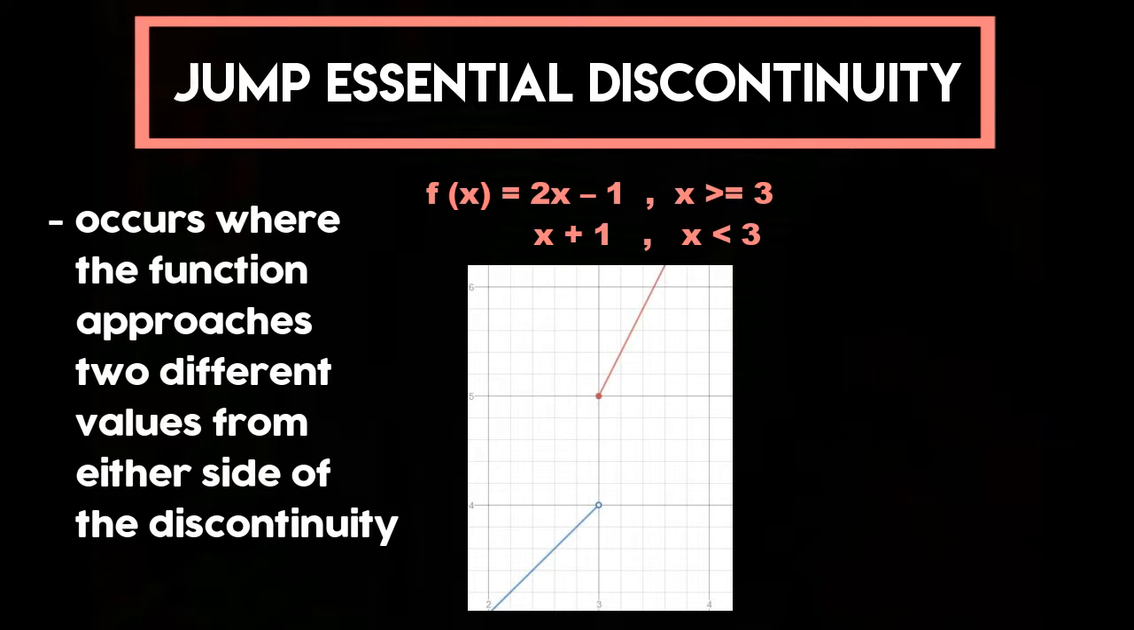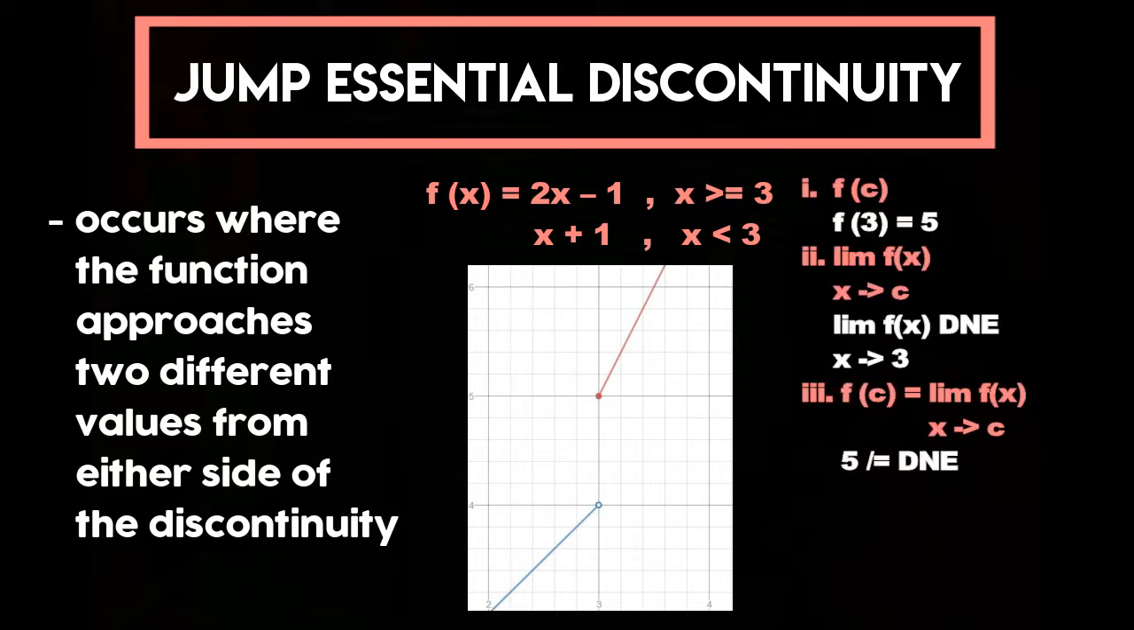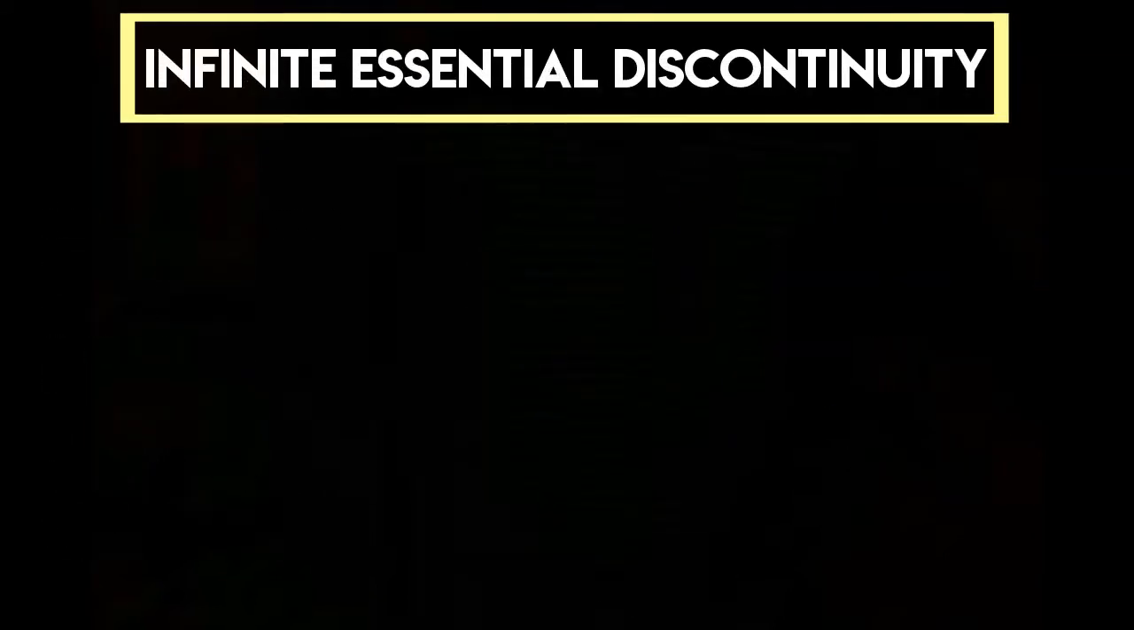In finding out if f is discontinuous at x, same steps are conducted. We have to identify which statements the given function satisfies. In this example, we can see that f of c is equal to 5, therefore it exists. However, the limit of f of x as x approaches c does not exist because the left and right sides approach different values as x approaches 3. That would mean that the third condition is not satisfied. In a jump essential discontinuity, only one of either condition 1 or 2 is satisfied and the third condition is not met.